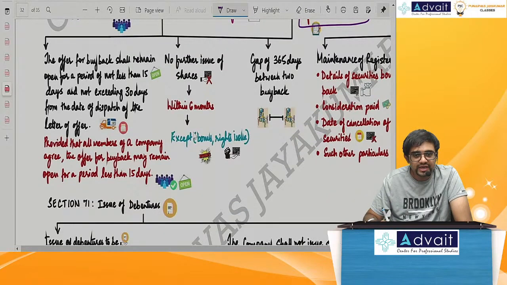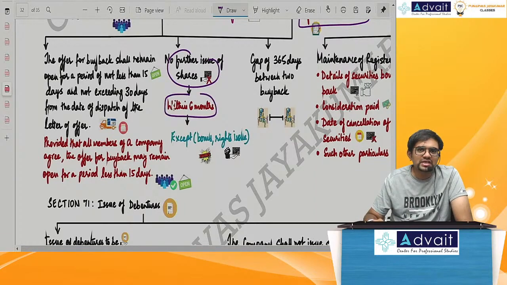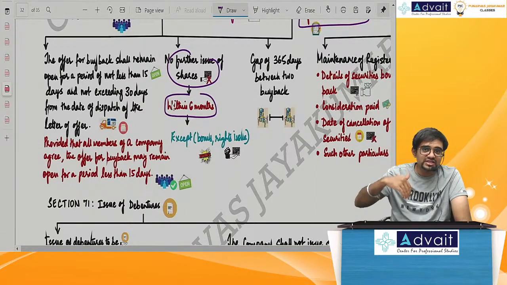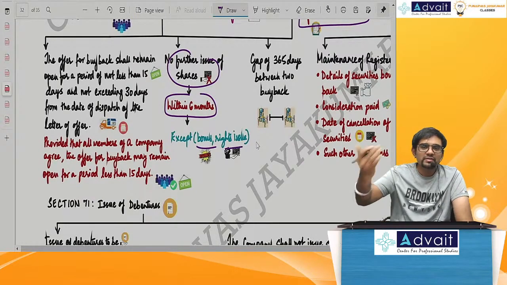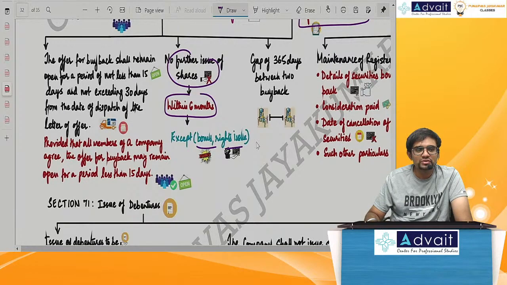Apart from that, after making a buyback, can I issue shares? No. No further issue of shares within 6 months. Basically, if I buy back the shares, similar shares I cannot issue within 6 months, except for bonus issue or rights issue. So I buy back shares today. In 2 months, can I issue bonus? Yes, that can be done.